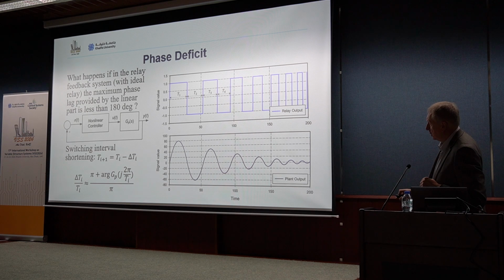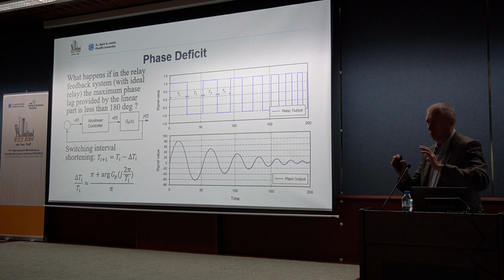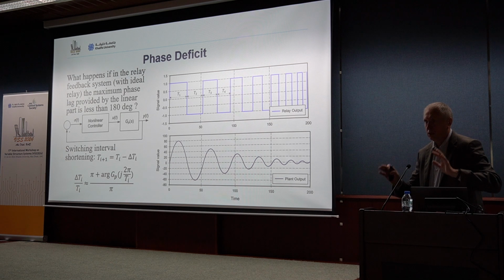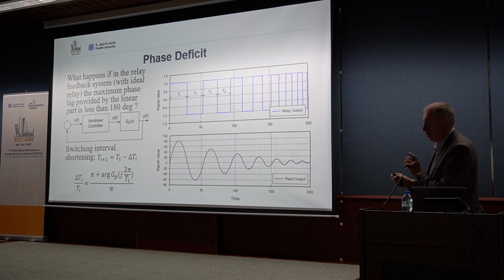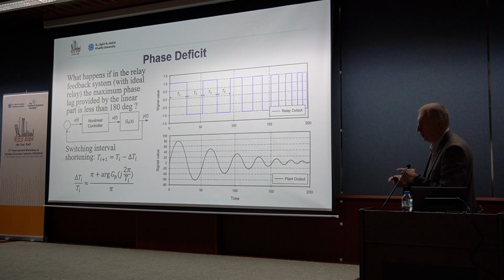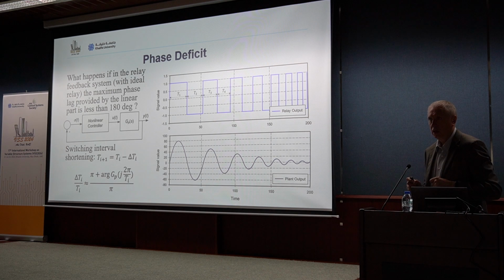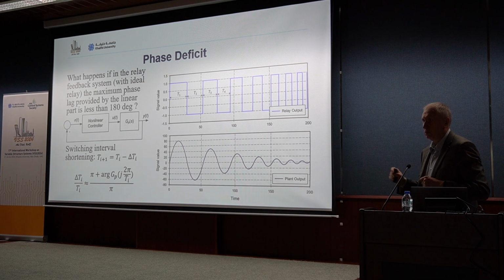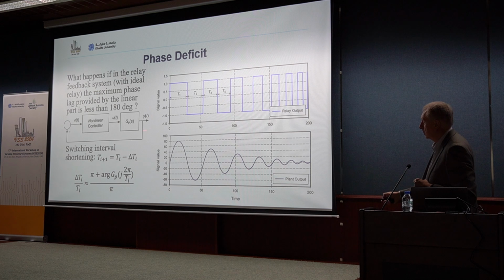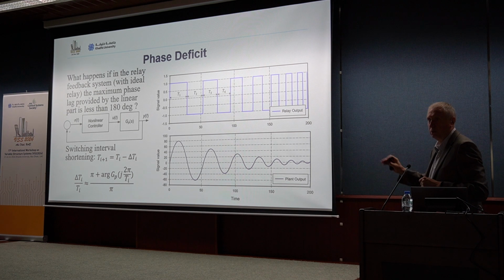Let me explain. For example, let's say we have a nonlinear controller, really, simply a relay. And here we have a linear part. And let's assume that the linear part provides, it's not a very realistic scenario, but still, in some cases we can even artificially create this, a constant phase lag, but which is still less than 180 degrees. Instead of 180 degrees, it can provide only, for example, 170 degrees of phase lag.